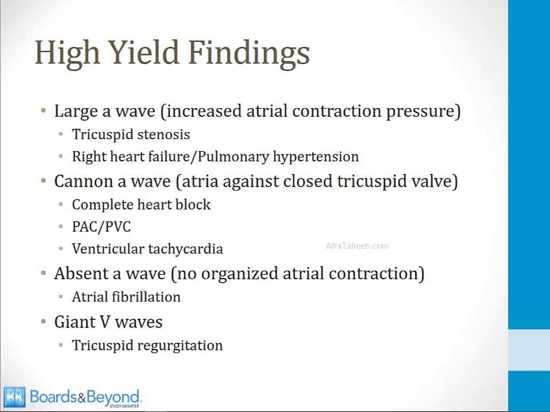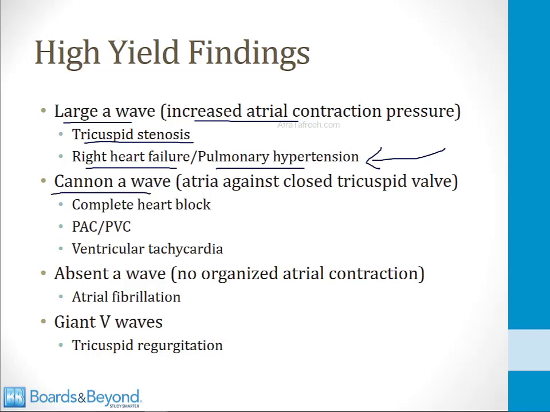So I've summarized the high-yield venous pressure findings on this slide here. A large A wave occurs when there is increased atrial contraction pressure. This classically occurs in tricuspid stenosis. You can also see this in right heart failure or pulmonary hypertension. In both of these situations, it's very difficult for the right atrium to eject blood into the right ventricle because pressure in the right ventricle is high.